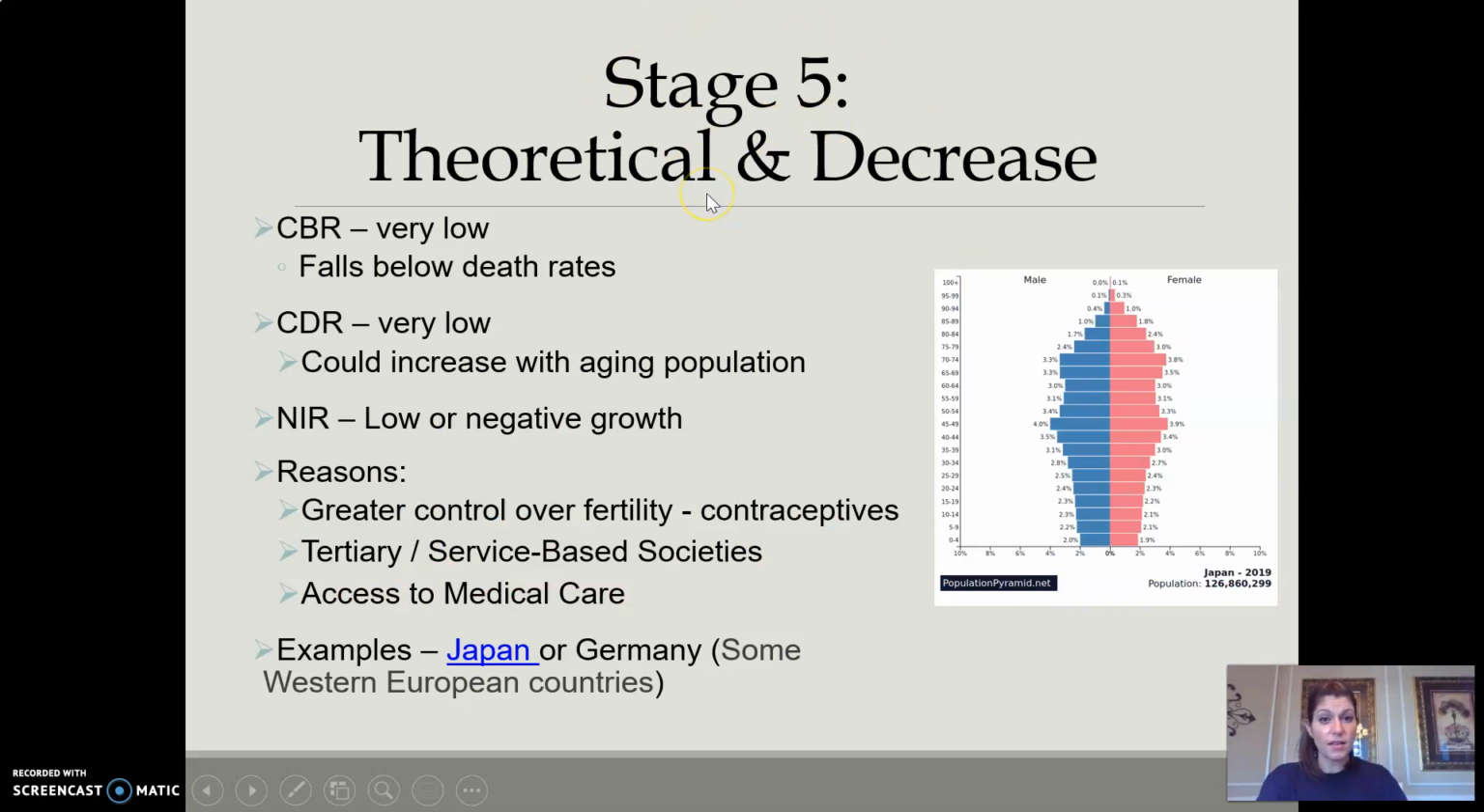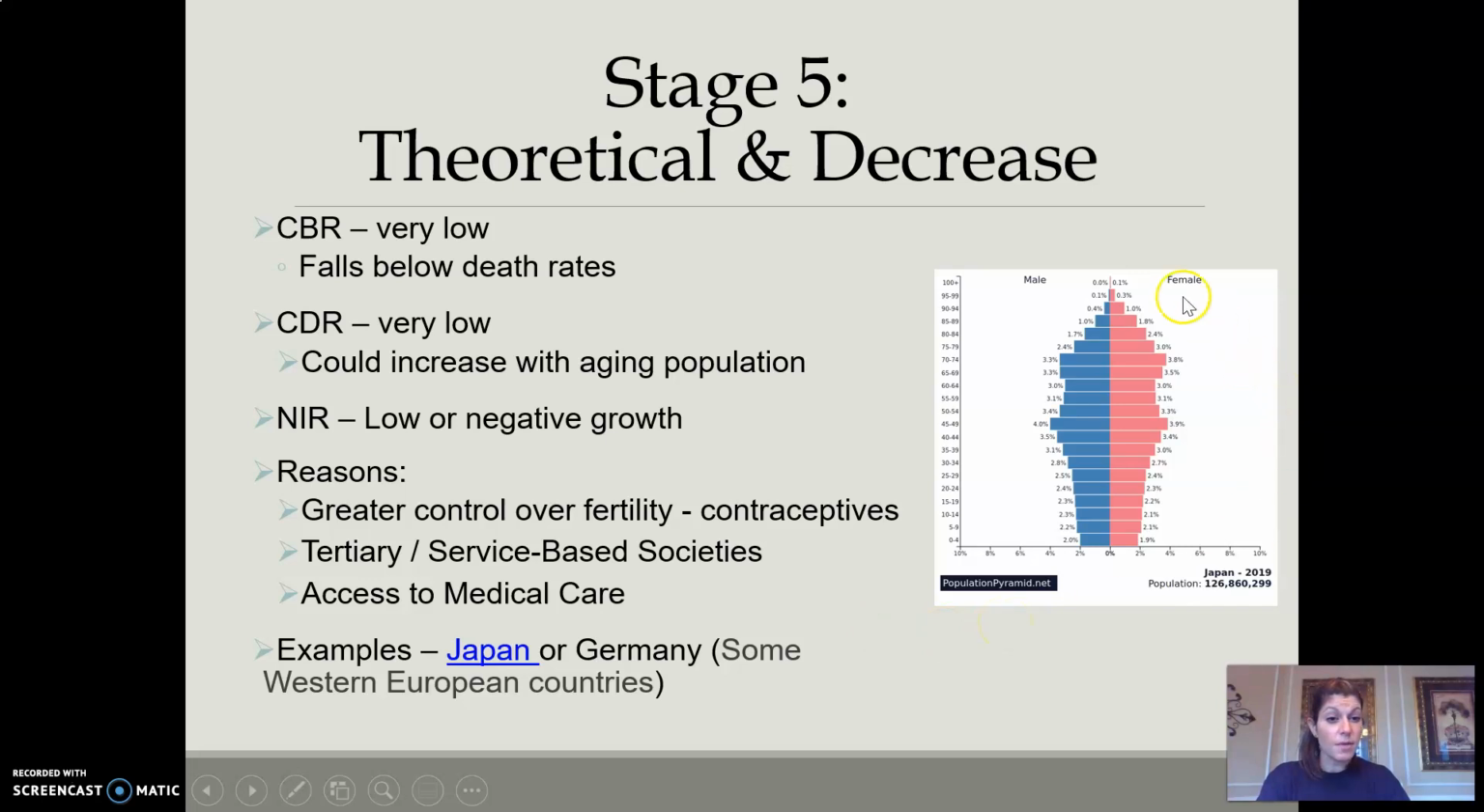This is our theoretical stage and could be declining. Our best examples, some countries in Western Europe, but definitely Japan and Germany. So our CBR is very low and it may fall below death rates. Our crude death rate's very low and it could increase with an aging population. And some of the reasons, again, greater control over their fertility, tertiary societies, and access to medical care.